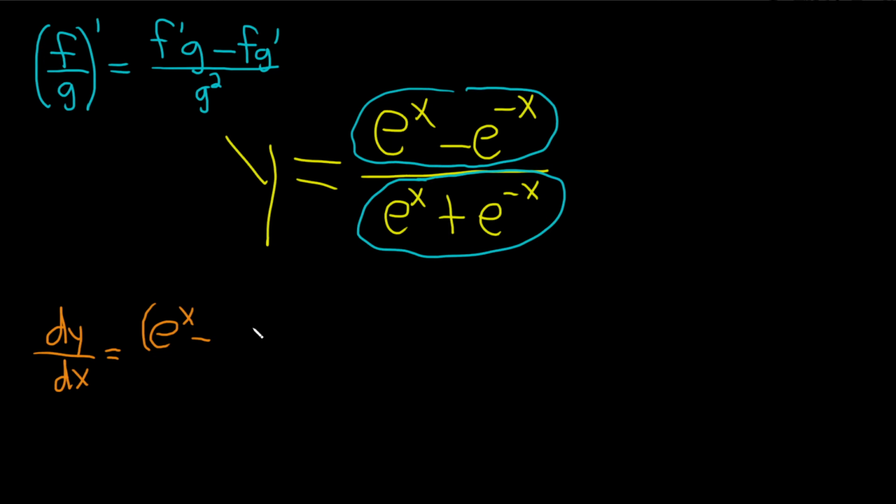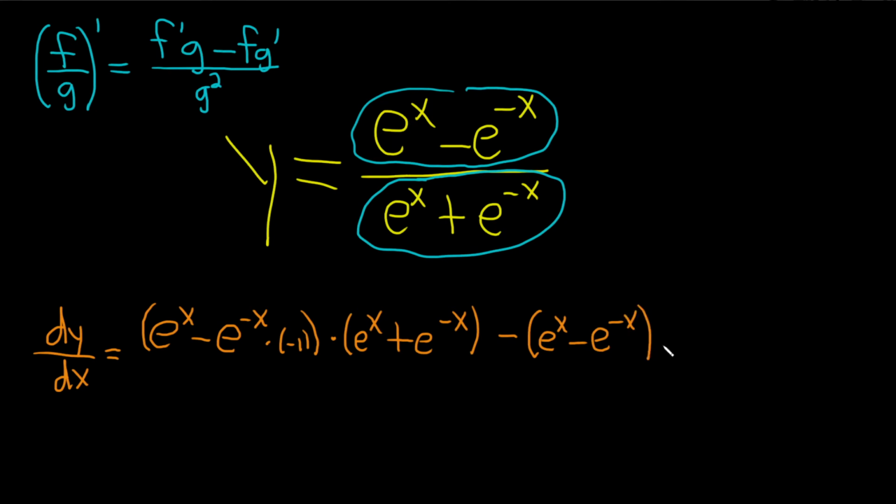So here we have to use the chain rule. We just write e^(-x), that's the derivative of the outside, times the derivative of the inside. So the derivative of negative x is negative 1. So this whole thing here is the derivative of the top times the bottom, so just e^x plus e^(-x), right? That's just writing the bottom, so this is our g, minus the top, so just write the top, e^x minus e^(-x), times the derivative of the bottom.